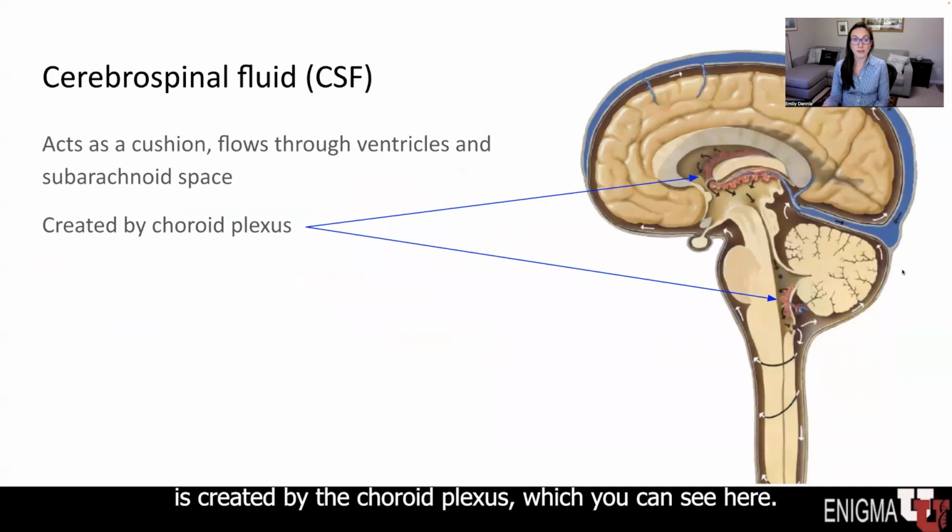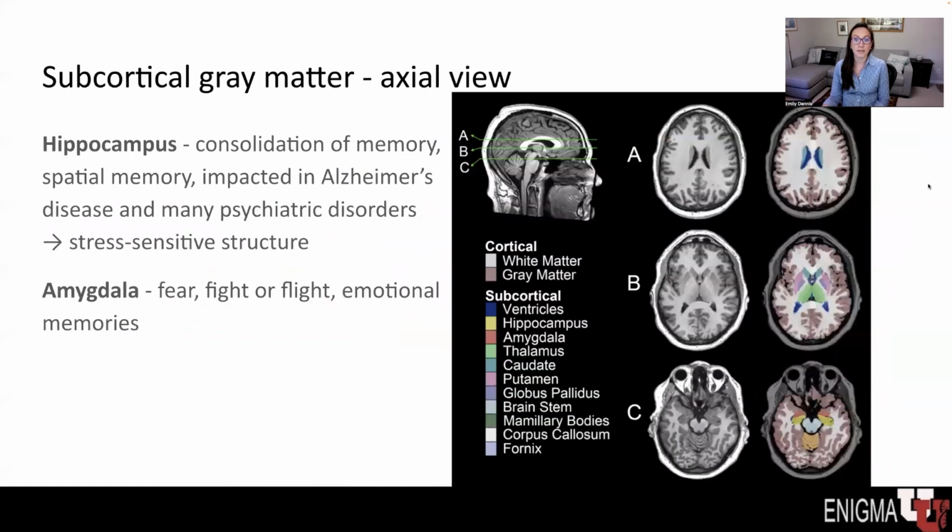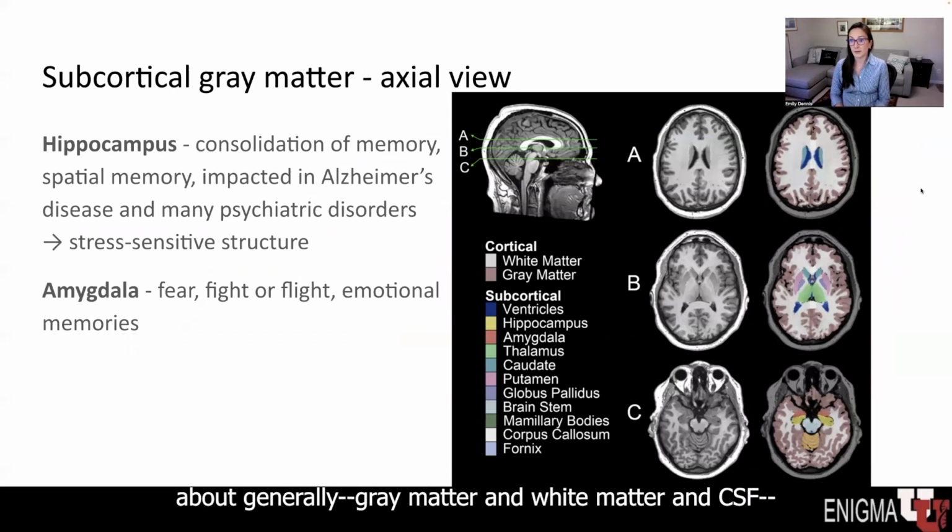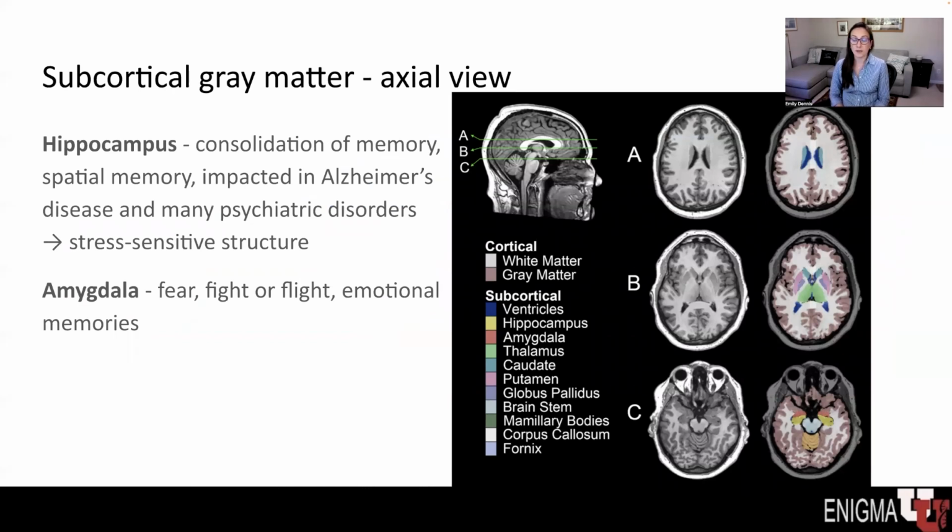The CSF is created by the choroid plexus, which you can see here. It's these little tissues that are inside the ventricles and create the CSF. So some of the other regions we've talked about generally are gray matter and white matter and CSF. And some of the landmarks that you can see, such as the fissures, the certain gyri.